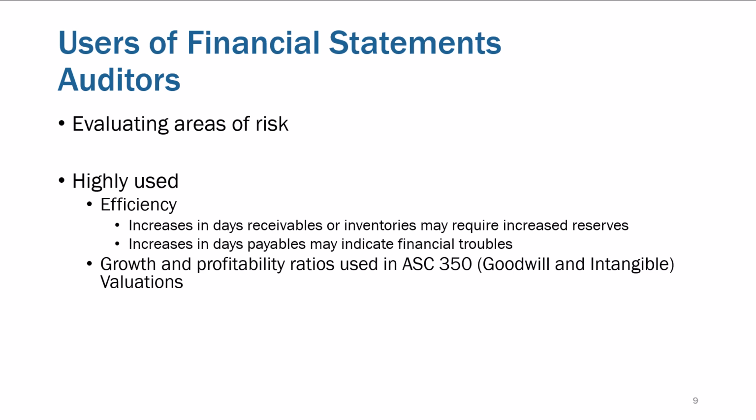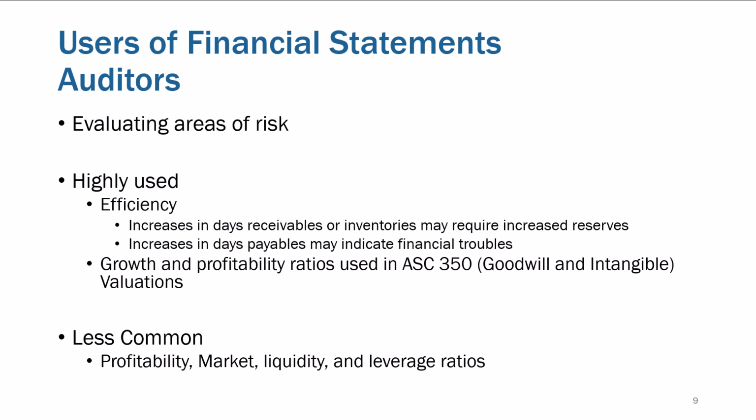And then they might also use growth and profitability ratios. Goodwill impairment, intangible impairment, and the related valuations, you would need to use those ratios. Less common, profitability, market, liquidity, and leverage ratios. So once again, a profitability ratio. What is the gross margin ratio? If that goes down a little bit year over year, auditors are going to consider that, whether that could be a sign of problems or something of that nature. And they might do some audit testing accordingly, but it's not going to be as high as some of those other areas.